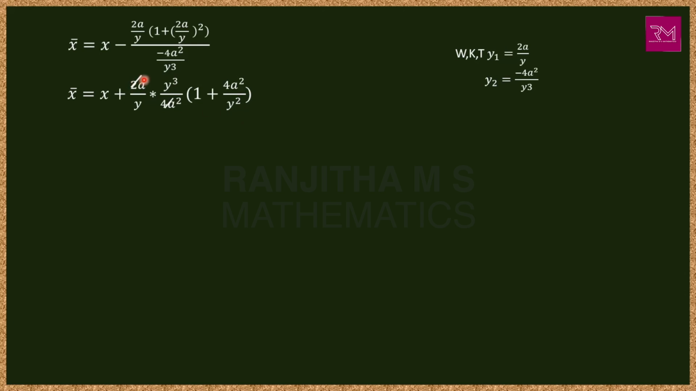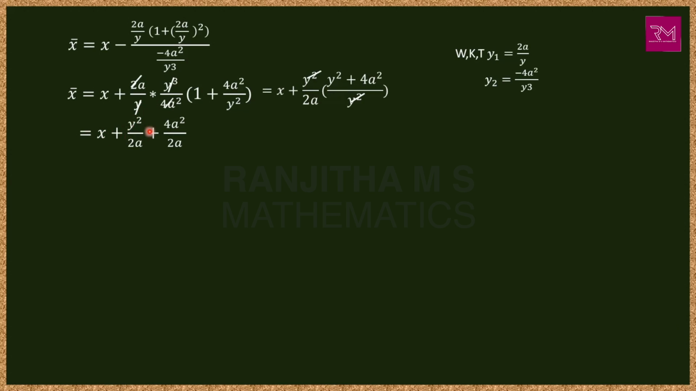Here 2a gets cancelled, y gets cancelled. Hence we get x bar value as x plus, here y gets cancelled, remaining is y square divided by 2a into, taking y square as LCM and simplifying, we get y square plus 4a square by y square. This is our x bar. Again y square gets cancelled here, and simplifying, we get x bar value as x plus 1 by 2a into y square, which is y square by 2a, plus 1 by 2a into 4a square, which is 4a square by 2a. Now here is the x value.